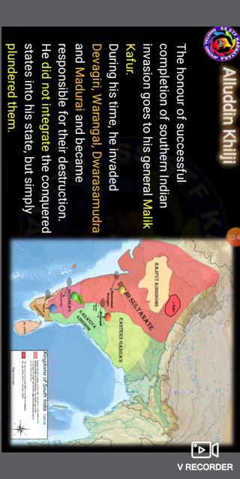The honor of the successful completion of the southern Indian invasions goes to his general Malik Kafur. During this time, he invaded Devagiri, Warangal, Dwarasamudra, and Madurai, and became responsible for their destruction. He did not integrate the conquered states into his state, but simply plundered them.